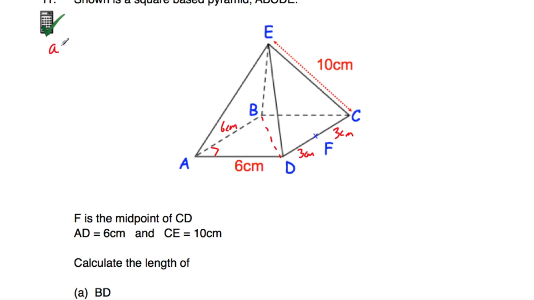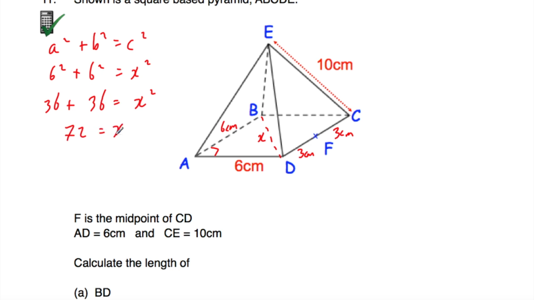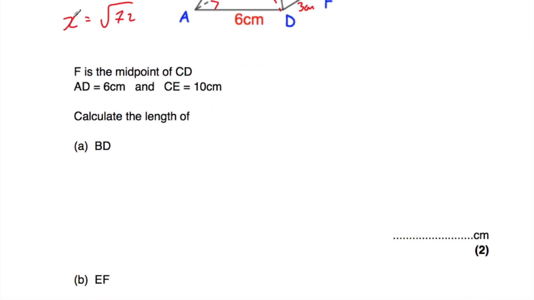So if we do a squared plus b squared equals c squared, we'd have 6 squared plus 6 squared equals, I'm just going to call that x, x squared. 6 squared is 36, plus 6 squared is 36, and that's equal to x squared. 36 plus 36 is 72. If you square root it, you get that x, the length of BD, is equal to the square root of 72. I'm going to leave it as the square root of 72.